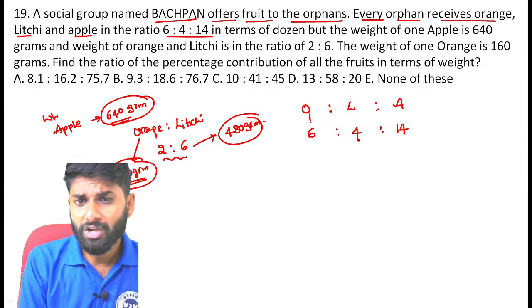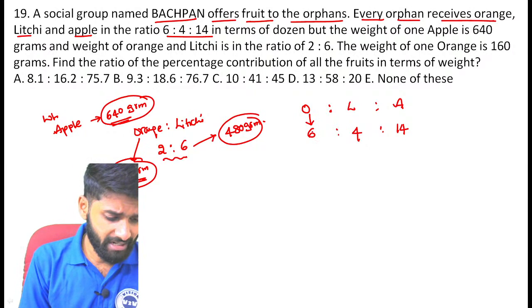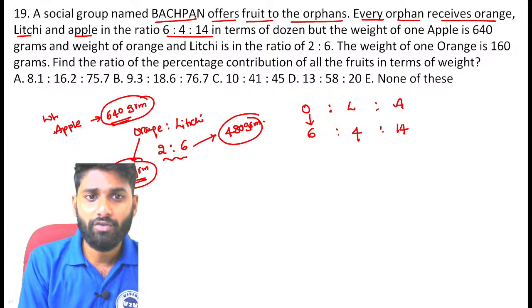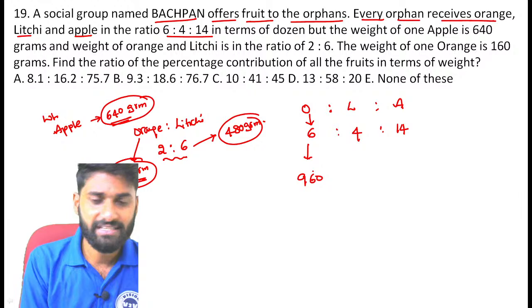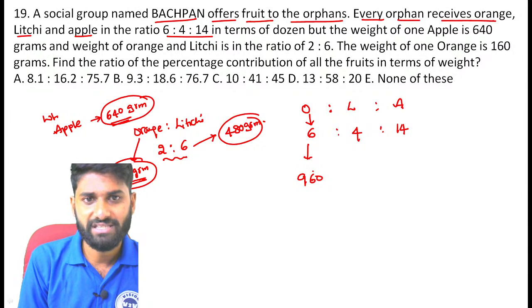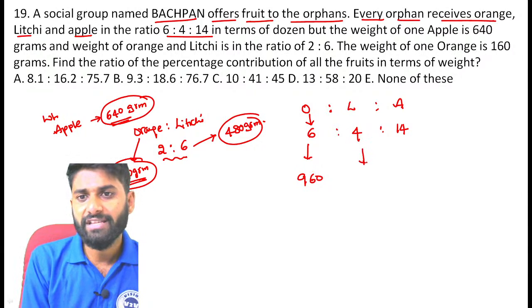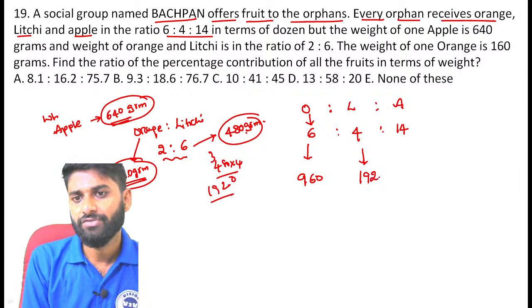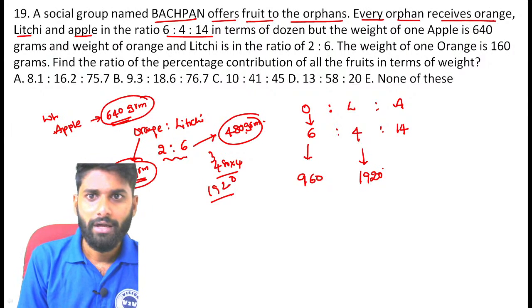Now, the total number of oranges here is 6 quantities. Orange weight is equal to 160, so the total weight is equal to 960 grams. And lychee weight is 480 each, and there are 4 quantities here. 480 into 4: 4 fours are 16, 8 fours are 32. The value becomes 1920 grams. That is the total weight of lychee.